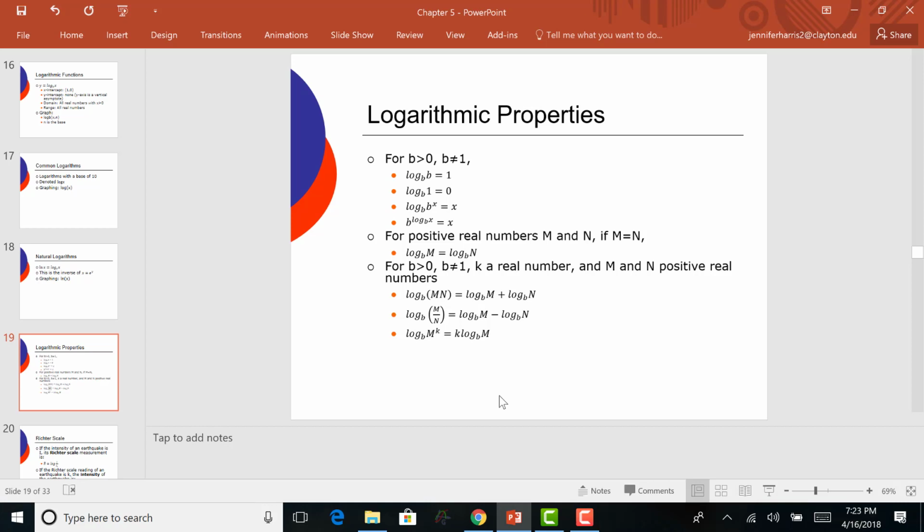So addition turns to multiplication, multiplication turns to addition, division turns to subtraction, and exponents get pulled to the front. Now, can you do this backwards? Yes. If I give you some subtraction, what are you going to turn it back into? If I give you some addition, what are you going to turn it back into? And if I give you a number that got pulled out front, what are you going to put it back as? These go both ways, so you can go backwards and forwards.